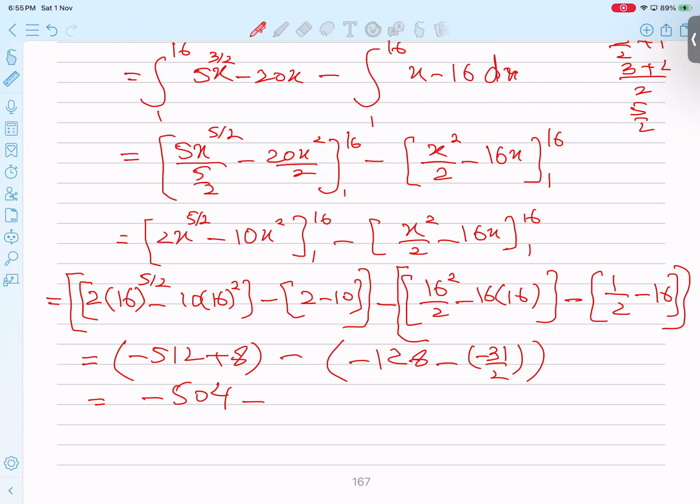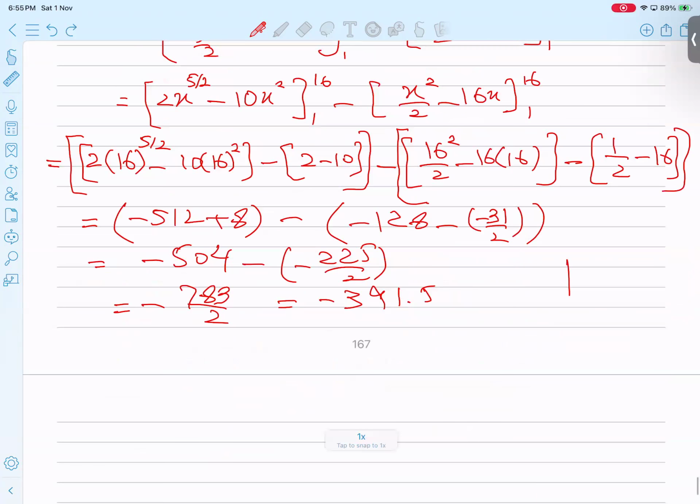Okay, now negative 128 plus 31 by 2, I'm getting negative 225 over 2. And finally, negative 504 plus 225 over 2, my answer turns out to be negative 783 by 2. In decimals, I'm getting negative 391.5 units square. But do you know, students, area above is positive and below is negative, so just mention the area is equal to 391.5 units square.